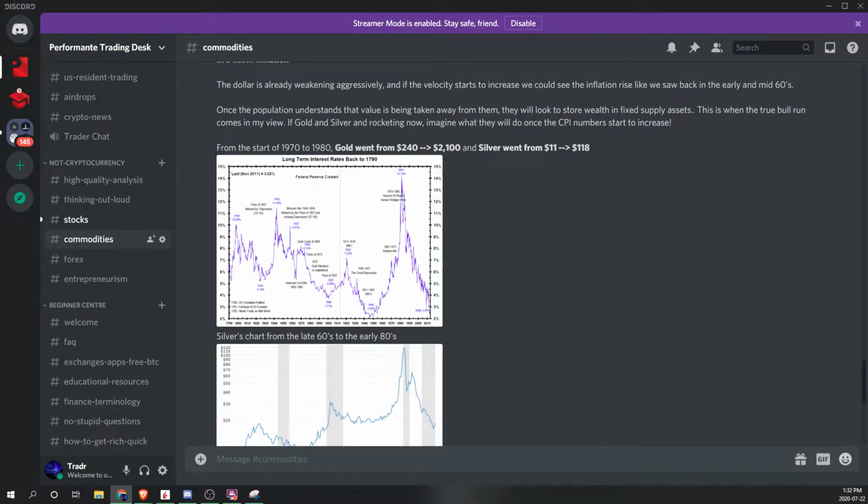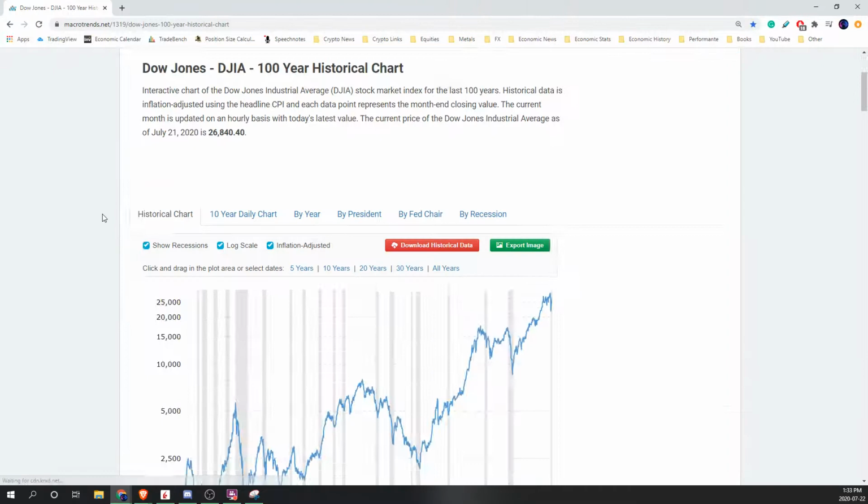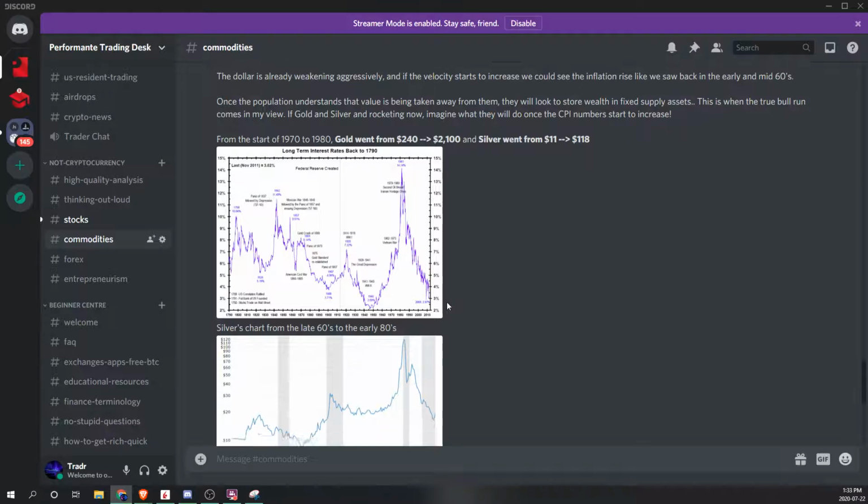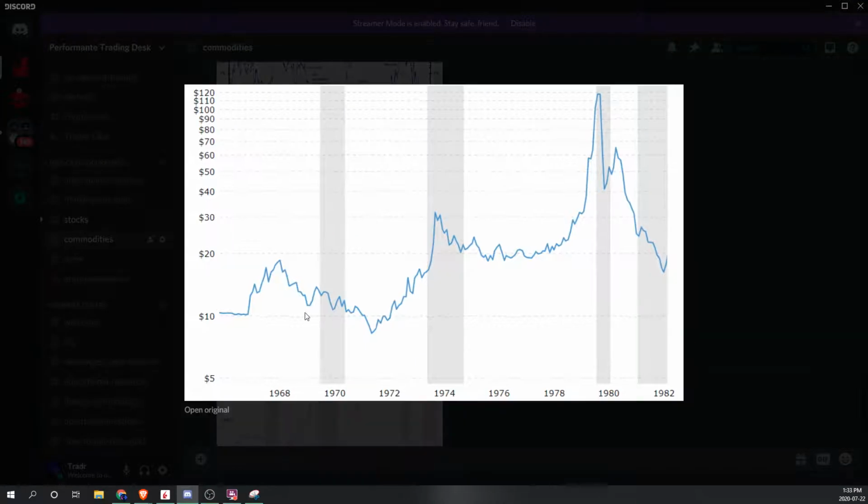I'm grabbing it right now. This is inflation adjusted. We can see from around '68, when the inflation really became prevalent, the 70s got pretty bad, and then the late 70s became really bad for inflation. And what happened during this risk-off time? Gold and silver really shot to the moon. This was the late 60s into the 70s, and then the late 70s was when it really took off.